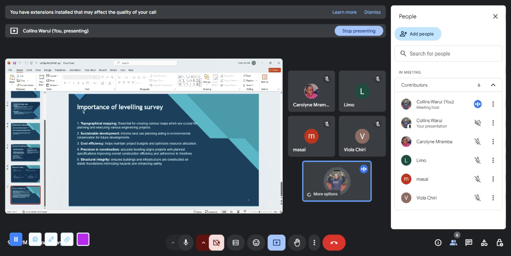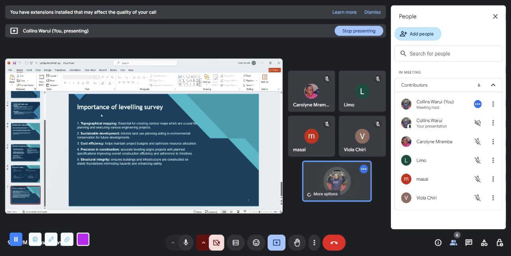Lastly, let's look at the importance of leveling survey. There are many importances of leveling survey, but this time we only gonna check on five of them. One is topographical mapping. This one is essential for creating contour maps, which are crucial for planning and executing various engineering projects. Sustainable development. This informs land use planning, aiding in environmental conservation for future developments.